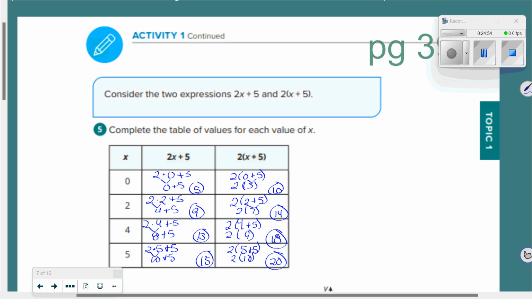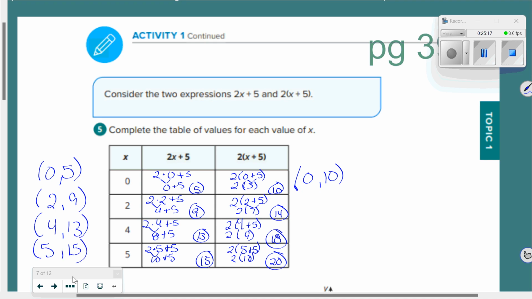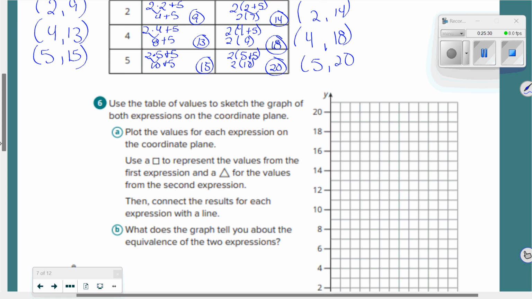So my ordered pairs, I know x is going to be 0 on both sides for the first one. What is my first y? 5. And what is my second y? 10. So then I have 2 and 9, 4 and 13, 5 and 15, 2 and 14, 4 and 18, and 5 and 20. Yes? Yes, ma'am. So now I need to graph those points.